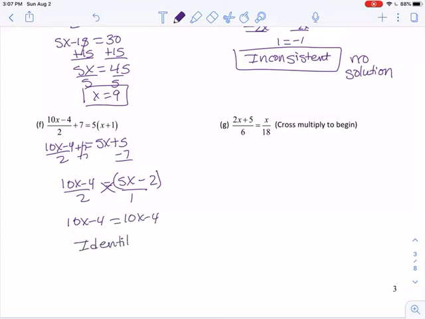This is an identity because look at the left and the right. They are exactly the same. Oh, identity. Okay, so basically all values of x will solve that equation.